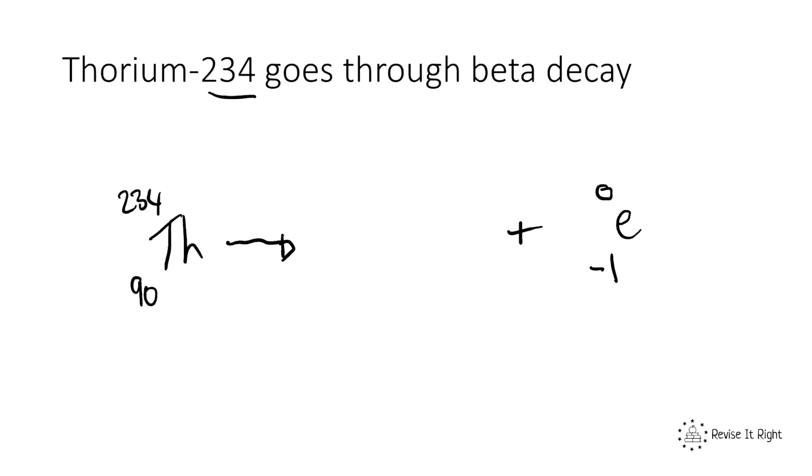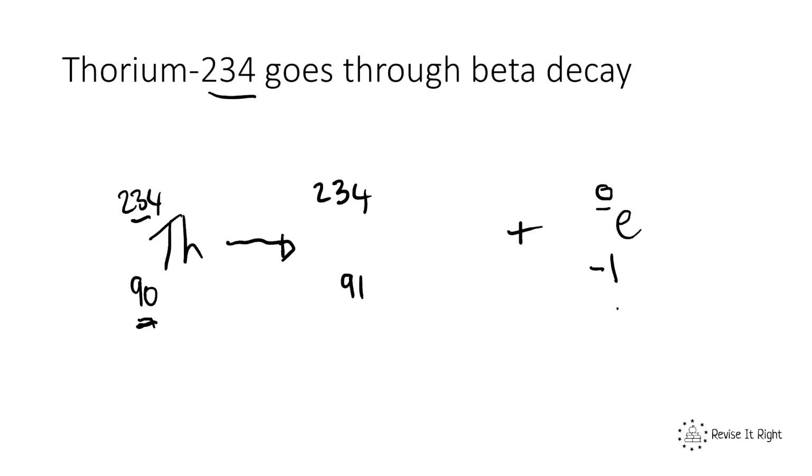So the same rules apply here. To find our new mass, we do 234 take away 0 as nothing has been lost in terms of mass. So our new mass will stay at 234. Now this is where it may get slightly more confusing, but it doesn't have to be. It's still quite easy. It's 90 minus -1, so we've got 90 minus -1 gives us 91. So the atomic number has actually gone up.